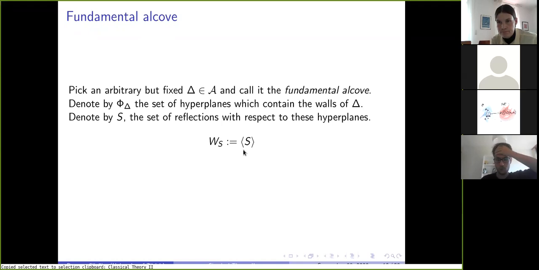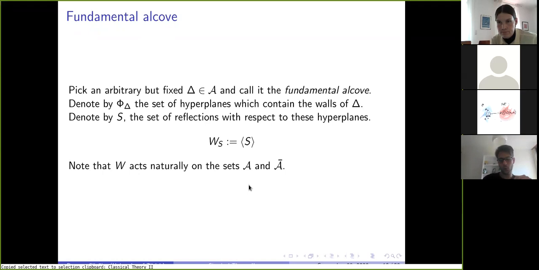Note that W actually acts naturally on the set of alcoves. Why is this? For two points to be on the same alcove, with respect to some set of normal vectors representing the hyperplanes, they need to satisfy some parity condition on the inner products with those vectors. Any element of W is an orthogonal transformation, so it preserves the inner product. So it doesn't destroy the equivalence between two points. When you act on two equivalent points, they're still equivalent. So it takes one alcove to another alcove, basically.